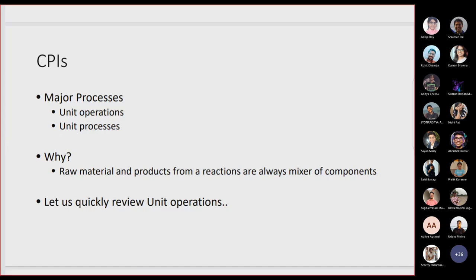Thank you. So why do we need to do this? Raw materials and products from the reactions are always a mixture of components. We don't have whatever products we need directly available in the natural resources. So natural resources are converted to the required component. During the process, raw materials and products have to be purified.